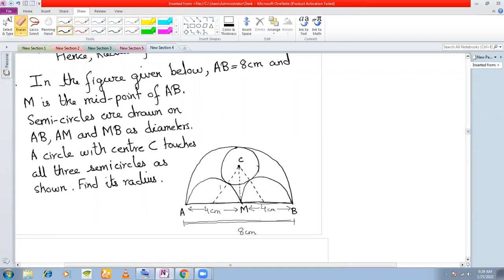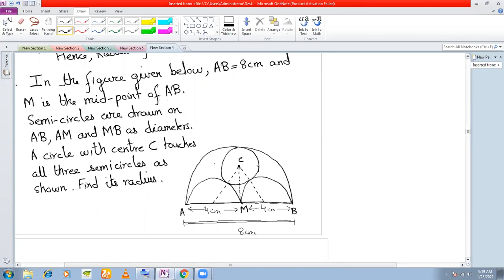Okay. Question is, find its radius. Its radius means radius of this circle with center C. Find the radius of this circle with center C. Okay. So how do we proceed about this? Let's see. So I have the diameter of the semicircle given to us as AB, which is 8 centimeters. So AM must be equal to 4 centimeters. MB must be equal to 4 centimeters, right?